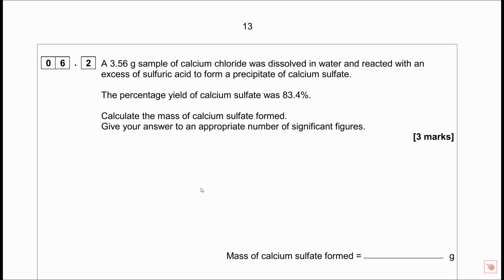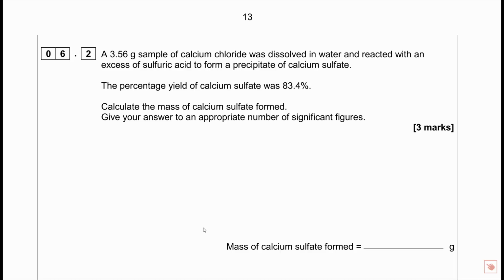Question 6.2. A 3.56 gram sample of calcium chloride was dissolved in water and reacted with an excess of sulfuric acid, which formed a precipitate of calcium sulfate. The percentage yield is given. Calculate the mass of calcium sulfate formed. Give your answer to an appropriate number of significant figures.